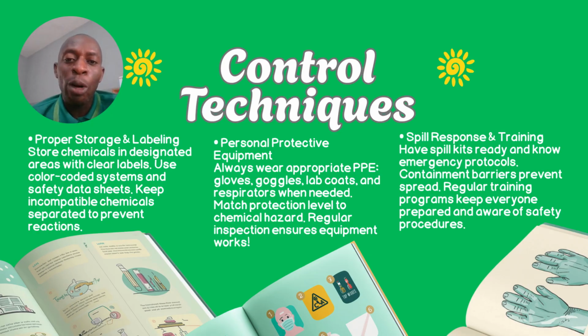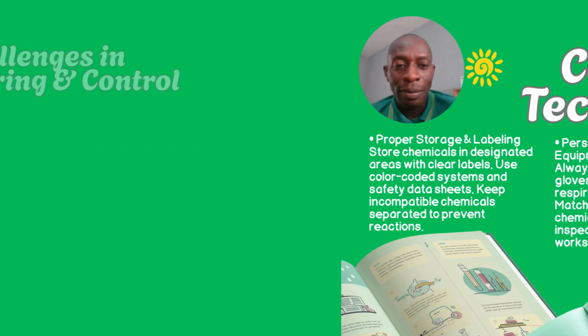And number three, proper storage and labeling. Every chemical user must have storage whereby they have proper labeling of chemicals and proper storage in order to avoid chemical spillage and chemical accidents.